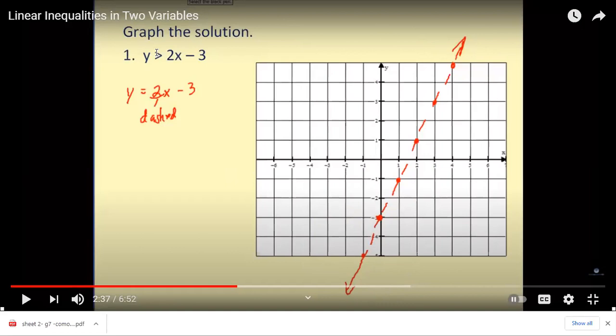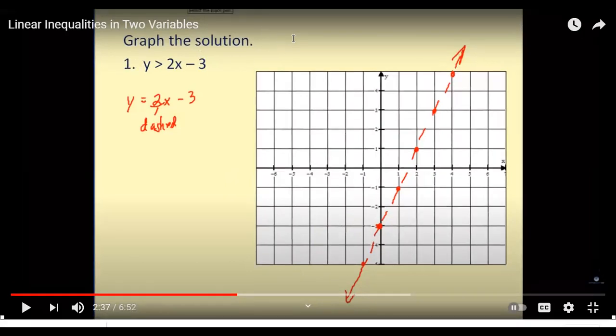So let's check now. 2 and 1, would it be a solution for this inequality? You said you have 2 and 1, right? It belongs to the boundary line. So let's say y equals 1, right? Is 1 more than 2 times 2 minus 3? Then 2 times 2 equals how many, Abdurrahman? The answer for the right side, please. 2 times 2 equals 4.